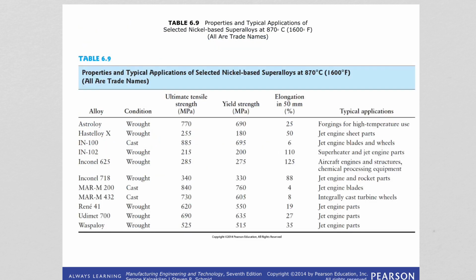Okay, so as you can see, the trade names of different nickel-based superalloys are given here. And the condition, whether it is cast or after cold working, what the strength and yield strength are, what the ductilities are, and where they are used. As you can see, most commonly in jet engines and aircraft engines, and for high temperature applications.